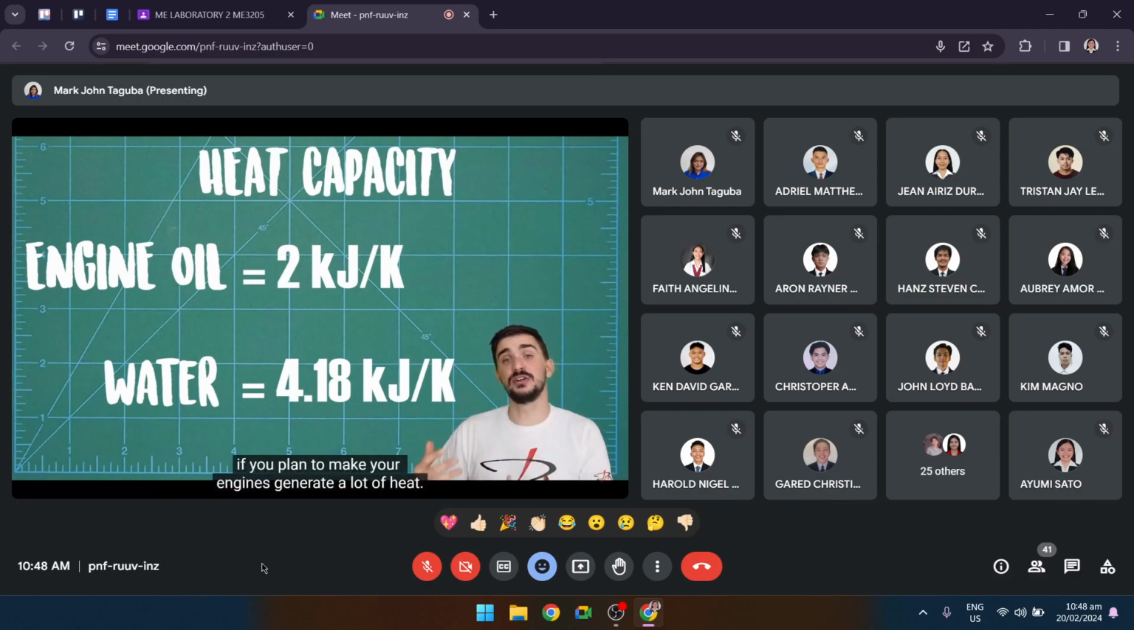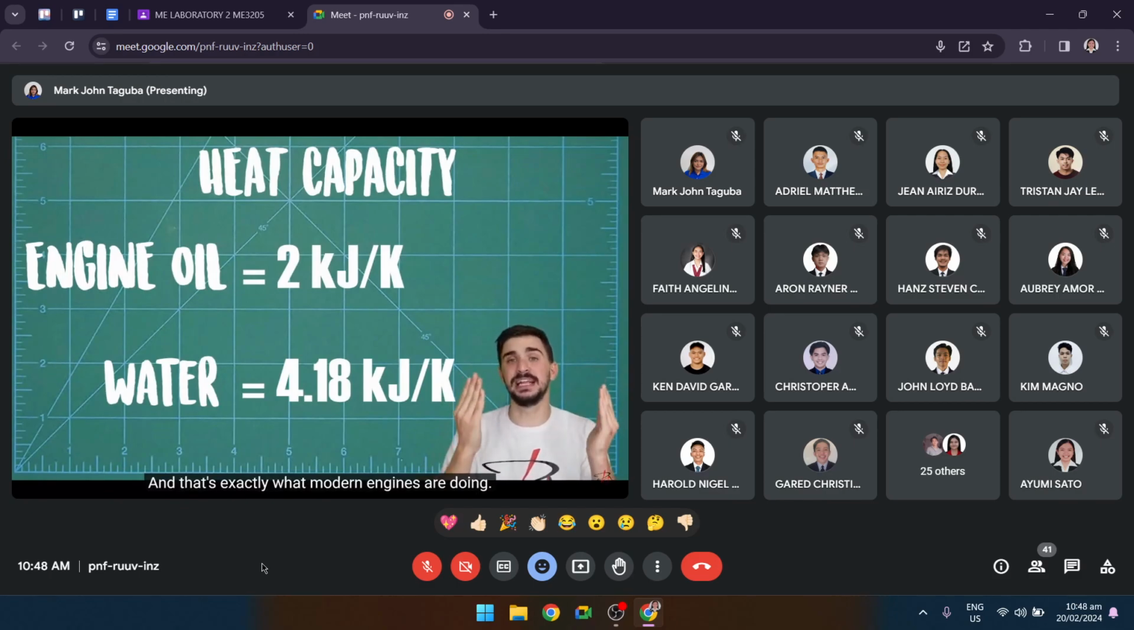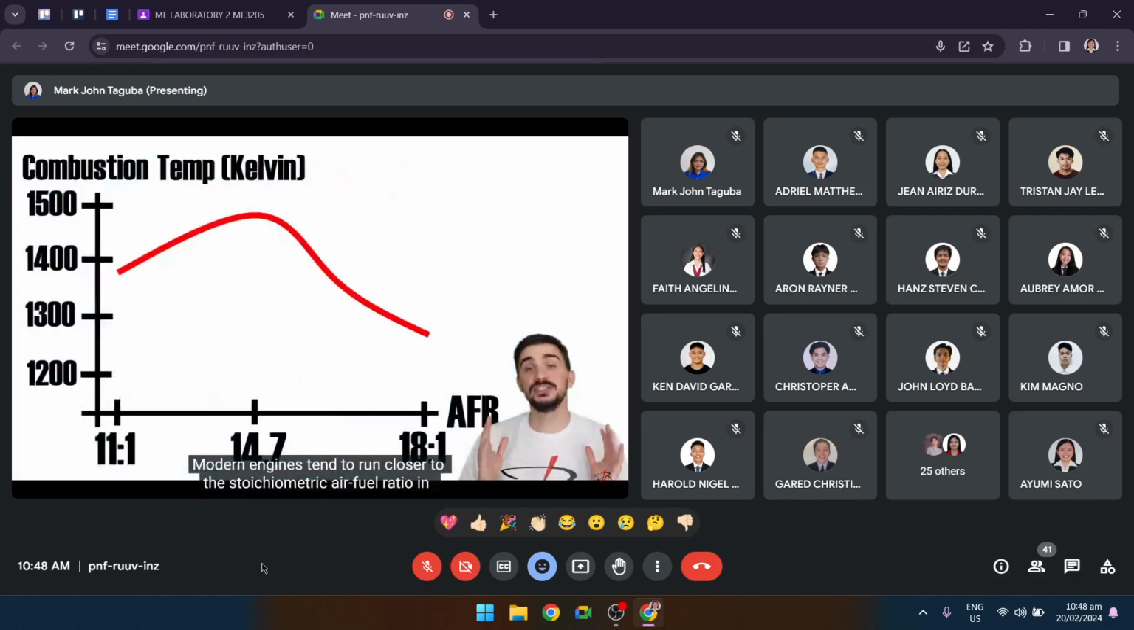if you plan to make your engines generate a lot of heat. And that's exactly what modern engines are doing. Modern engines tend to run close to the stoichiometric air-fuel ratio in many conditions in order to increase efficiency and reduce fuel consumption, but the closer we are to the stoichiometric ratio, the higher the heat generated by combustion.